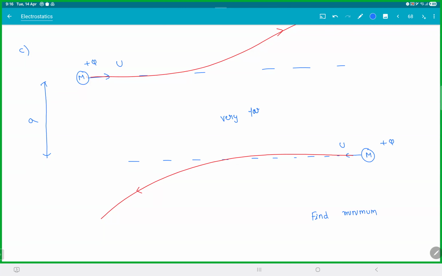So two charges of the same mass and same charge are going opposite to each other, but not on the same line. There's a distance of a between them. Initially the distance is infinity, but as they get closer and closer, they start repelling. This shape is actually a hyperbola, but okay. Find the minimum distance between them.